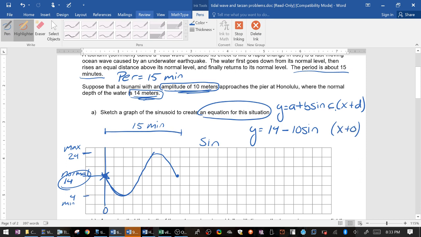Okay. C is the thing that gives us the most trouble. So our formula yesterday said C equals 2 pi divided by our period. Well, in our case, the period they gave us was 15 minutes. So 2 pi over 15 is going to be our C value.